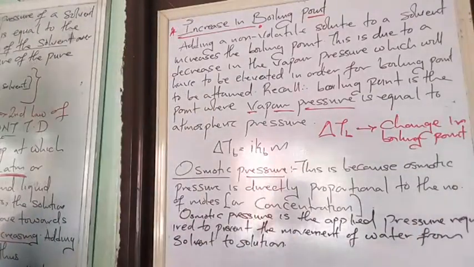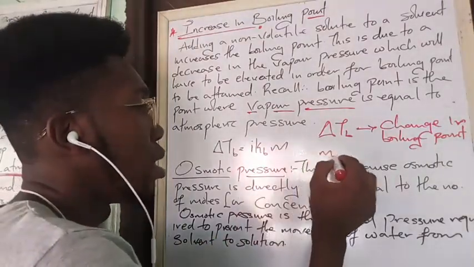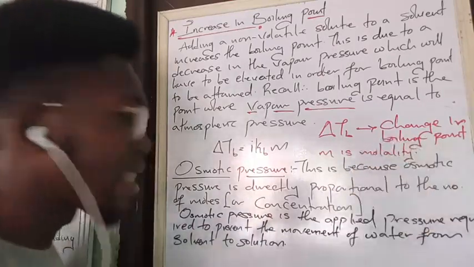i is still our van 't Hoff factor, which we said is the number of particles into which the solute dissociates. And m here is your molality. So that's that for that.